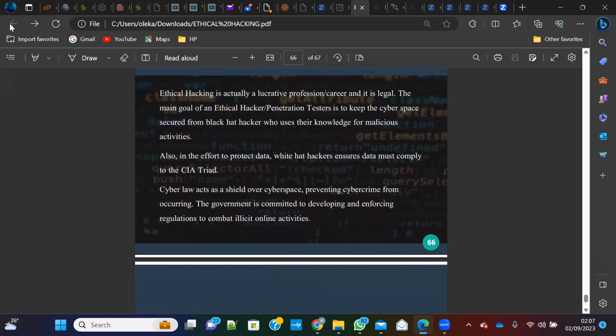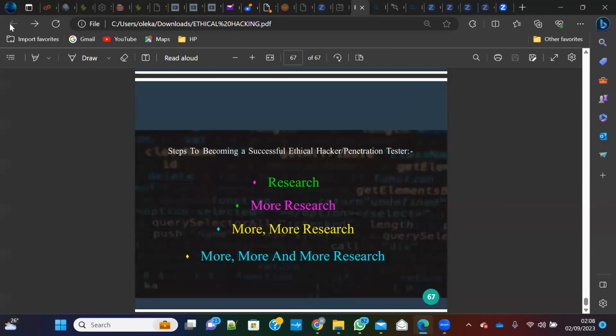Also, in the effort to protect data, a white hat hacker ensures data must comply with the CIA triad. They must comply with that. Then the cyber law acts as a shield over cyberspace. This is so important. It acts as a protection over cyberspace, preventing cybercrime from occurring. The government is committed to developing and enforcing regulations to combat illicit online activities. And on this note, I'm going to bring this discourse to a close.